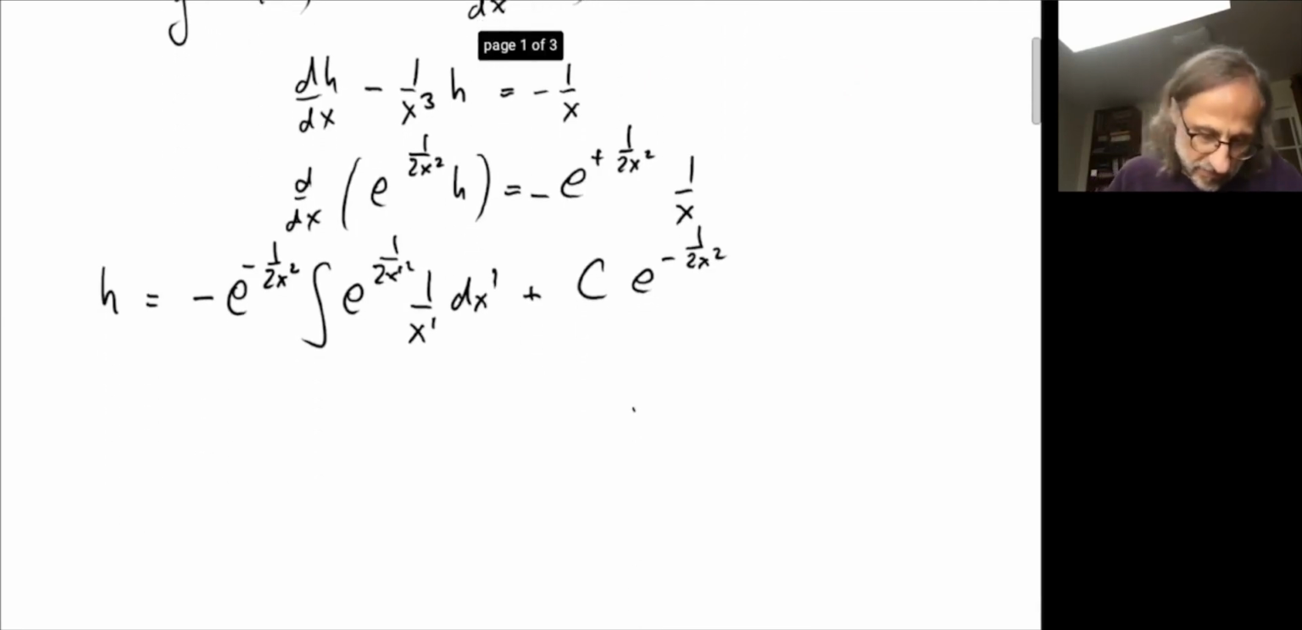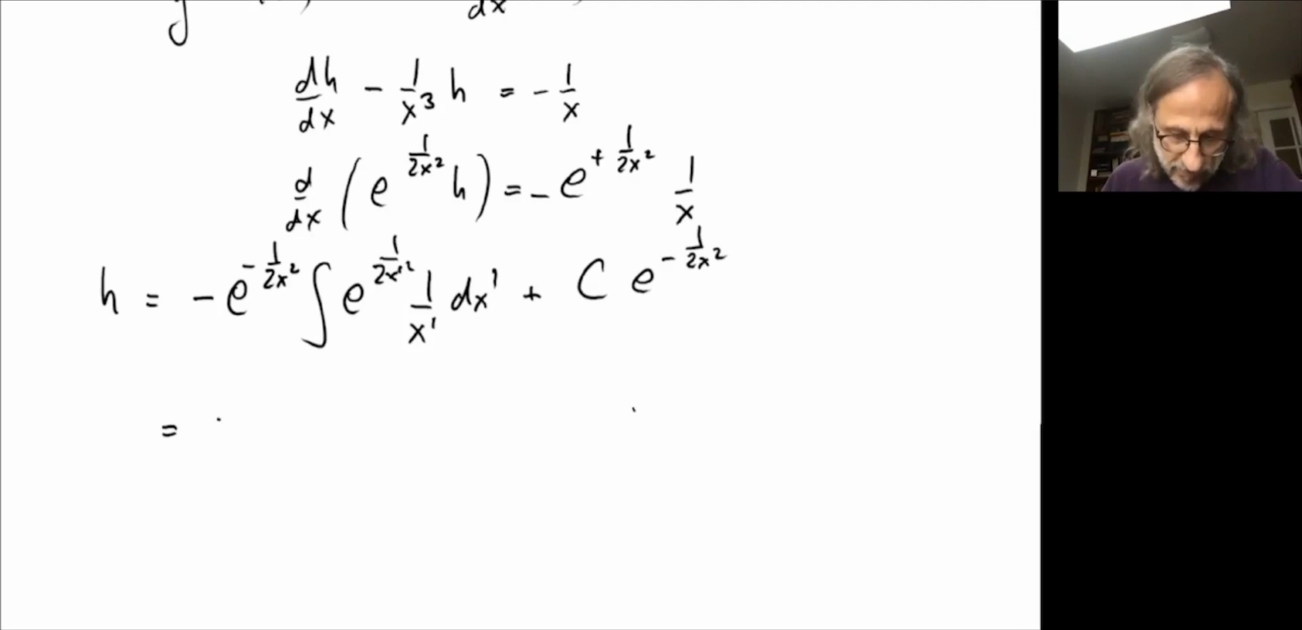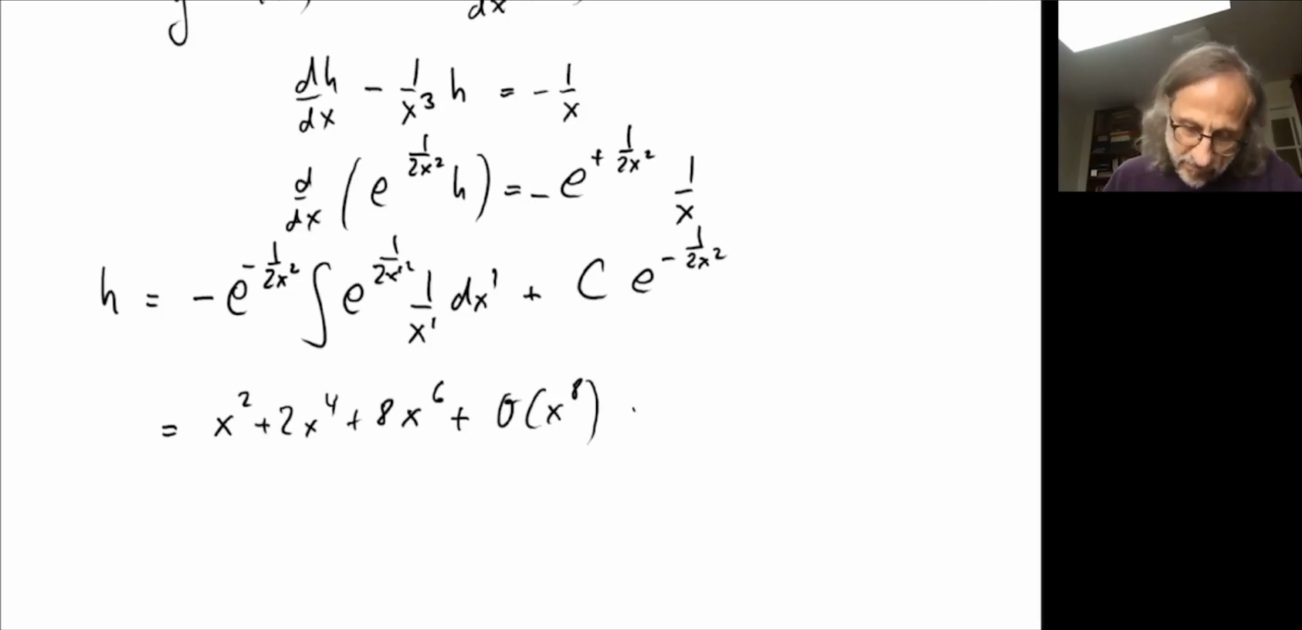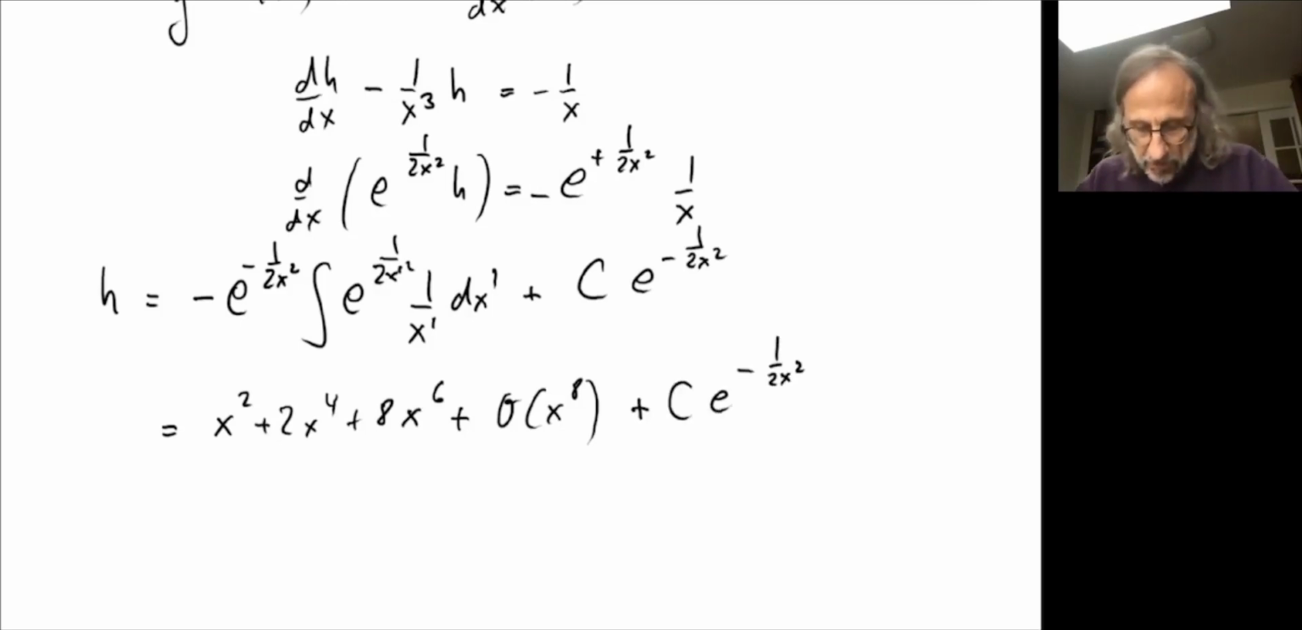And so if you expand this in x, you get x squared plus 2x to the 4 plus 8x to the 6 plus order x to the 8th, and so on. This comes all from this term. And then we still have this term here, c e to the minus 1 over 2x squared. And the important thing here is simply that this function has a Taylor expansion which is identically 0. It's non-analytic at the origin. It's not analytic at x equals 0.